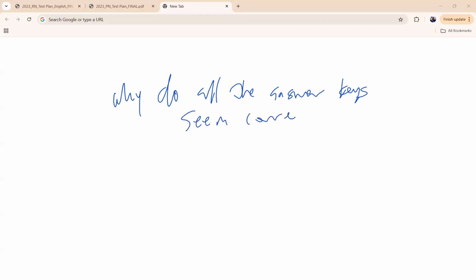Let's talk about why all the answer keys seem correct. A lot of students struggle with this a lot. They will say every answer key on the NCLEX exam looks correct. The problem is you don't understand how the NCLEX writes the question. Remember, I always talk about these three things: content, knowing how the NCLEX writes the question, and understanding.